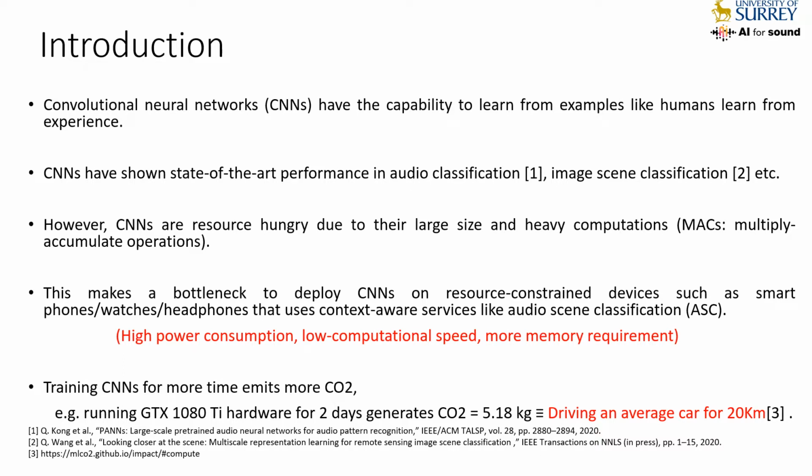Convolutional neural networks (CNNs) have shown state-of-the-art performance in many applications. However, CNNs are resource hungry due to their large size and heavy computations. The heavy computation arises from the multiply accumulate operations, which are predominantly in convolution layers. This is a bottleneck for deploying CNNs on resource-constrained devices, where power consumption, memory requirement, and computation speed are important issues. Moreover, training CNNs for more time emits more CO2.